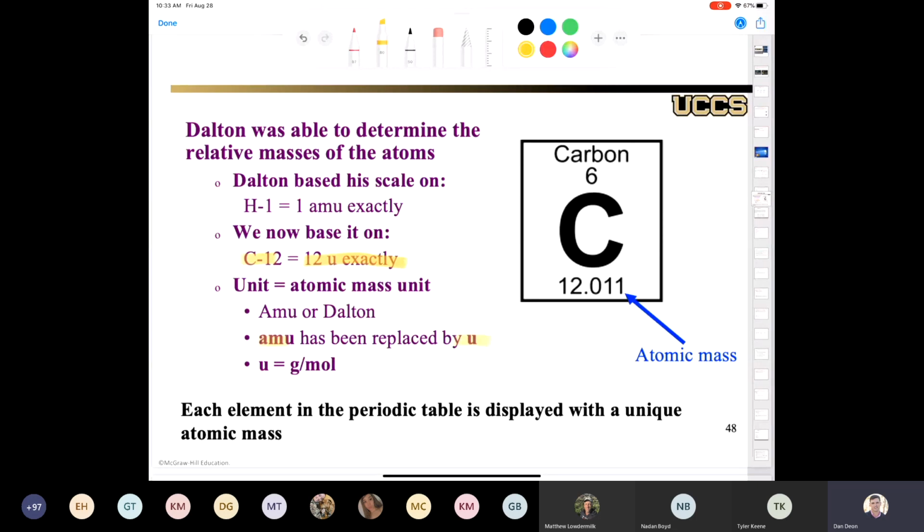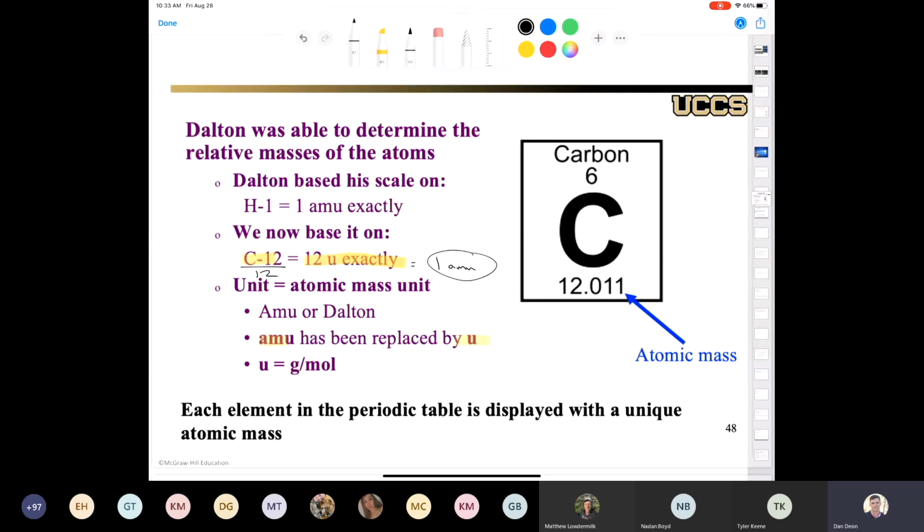But anyhow, one atomic mass unit is based on 1/12 of carbon 12. It mentions that in the textbook, but basically you take carbon 12 and you divide it by 12, and then you get 1 AMU, or the 1 U, if you want to get down with it nowadays. That's where the atomic mass unit comes from. Each element in the periodic table is displayed with a unique atomic mass.